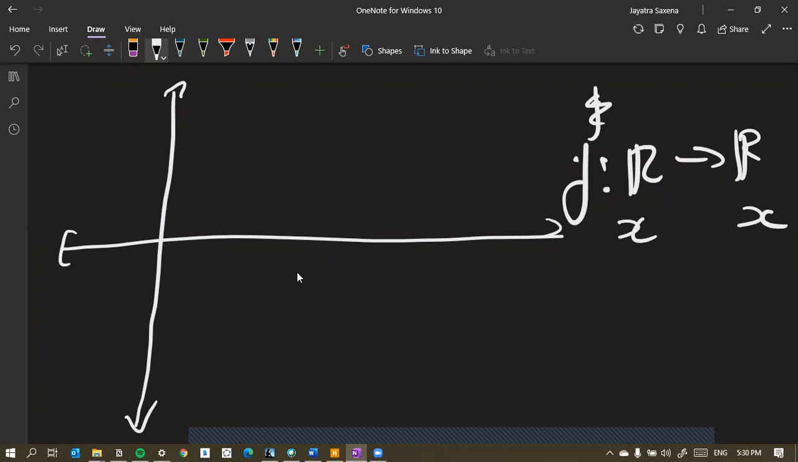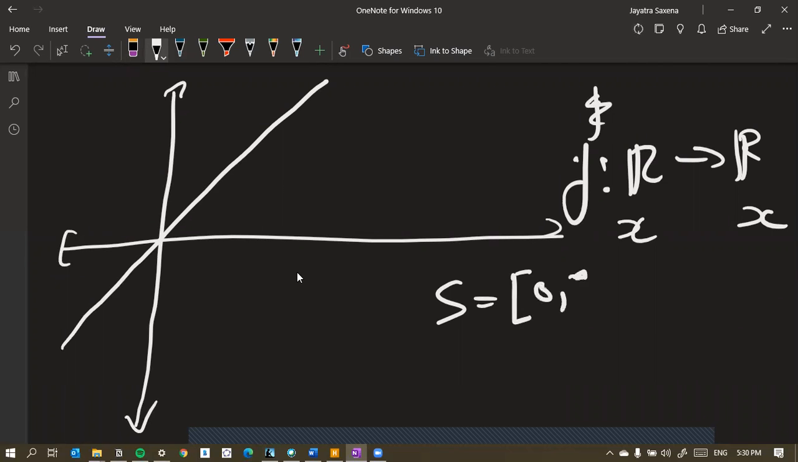So for each x, f of 1, for example, is equal to 1. You have seen this in 153 probably. It's a very basic function. So it's something like this. And let's say S is equal to the closed interval from 0 to 1, so it is all the values between 0 and 1, including 0 and 1.